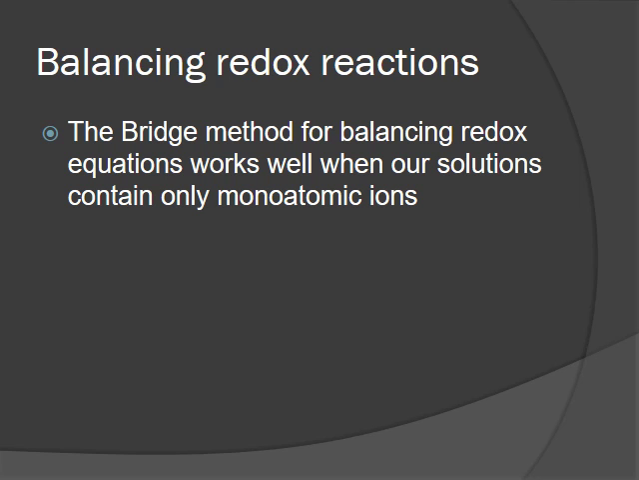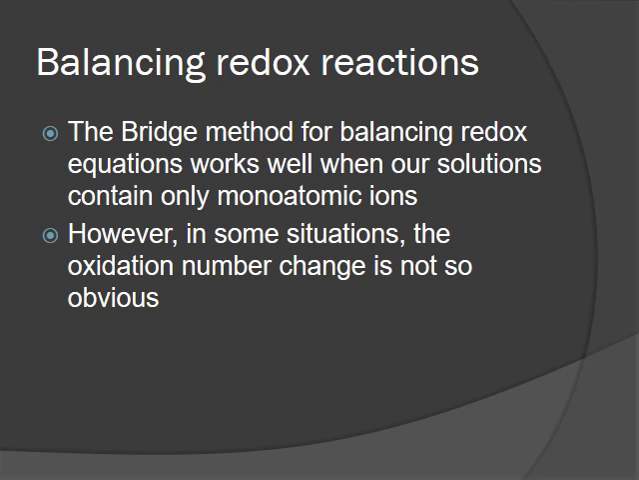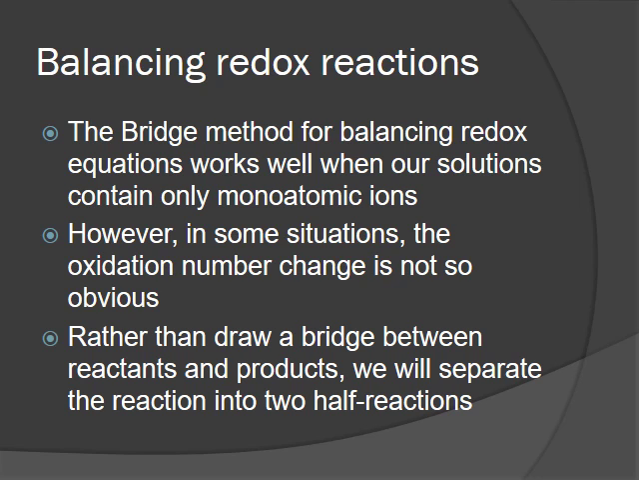You've done the bridge method for balancing redox equations, and that works well, and it's fairly simple, but it only works when our solutions contain monatomic ions. Some redox reactions occur with more complex molecules, and the bridge method won't quite work with that. The change in oxidation number is not so obvious. So when we do the ion-electron method, we're not going to draw a bridge between reactants and products. We're actually going to separate the reaction into two half reactions.